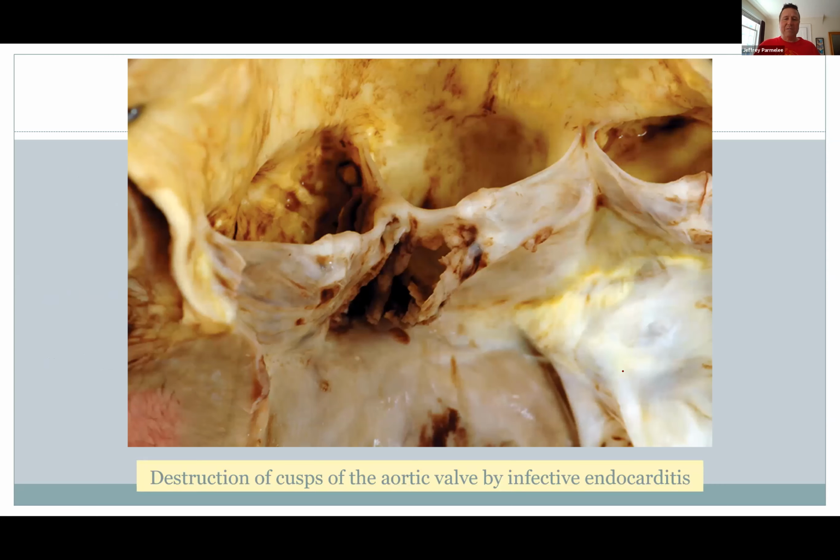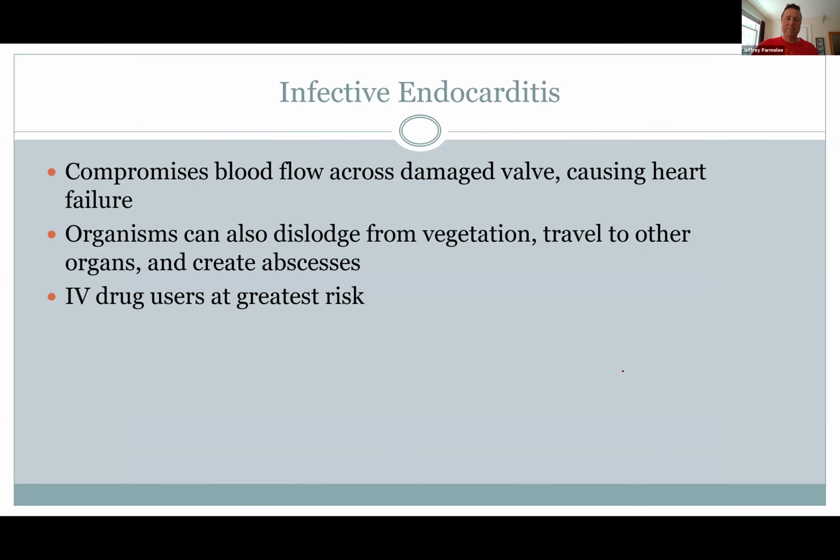This shows some valves, not pretty at all. Look at the aortic valve here. You see the growths on it. Sometimes these growths of bacteria can dislodge and go somewhere else and grow. So having bacteria growing on your heart valves is not a good deal.